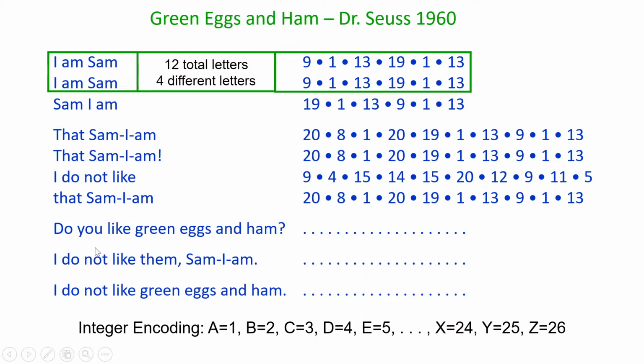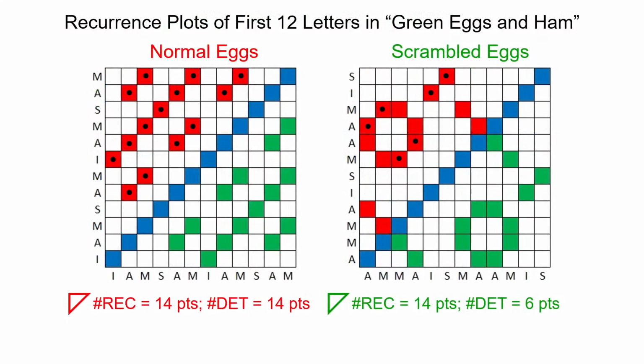So you say, well, I is 9, A is 1, M is 13, S is 19, A is back to 1 again, and M is 13 again. You see what we're doing? In other words, we just converted a text into an integer series. And we plot it. Here is, on the bottom line here, I am Sam. I am Sam, I am Sam.